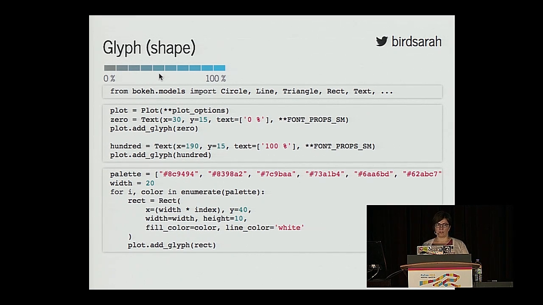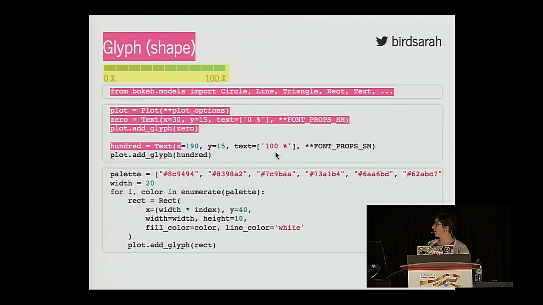I've forgotten why they like to call them glyphs, but basically they're just shapes. And so you have your plot, and you just start adding glyphs. So text is a glyph, and so we can add the 0%. And 100 is a glyph, and we just add the 100%.